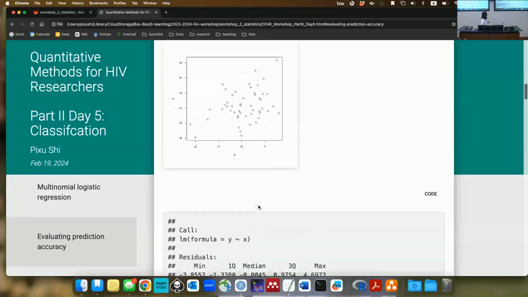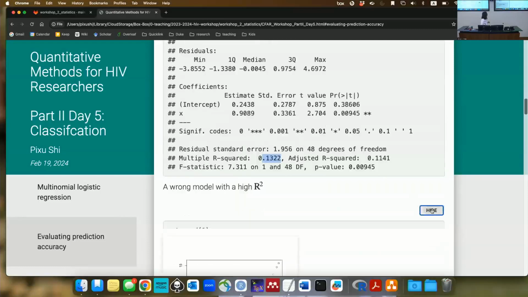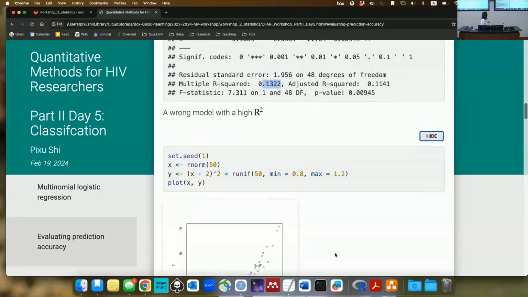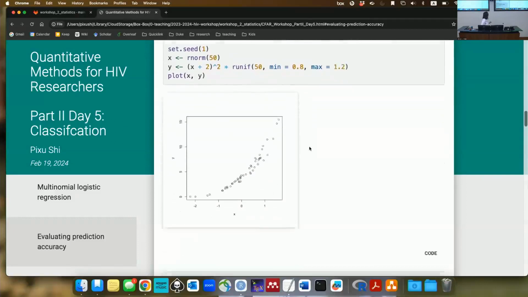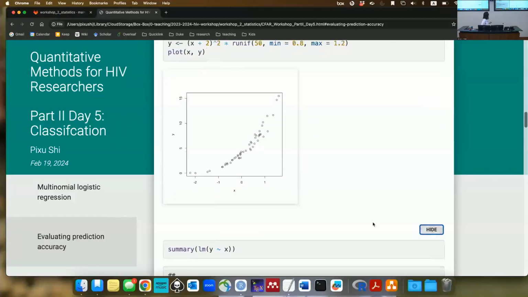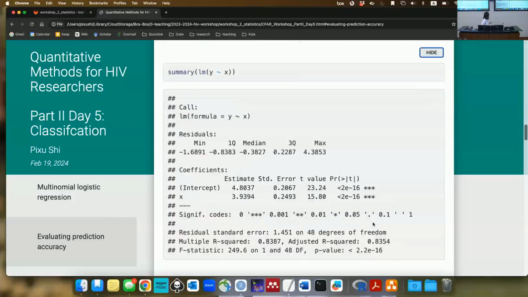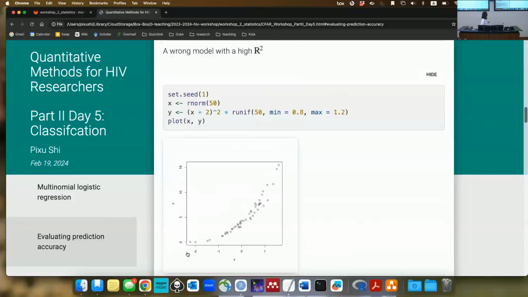But this model is correct. In this example, I'm generating a wrong model. That's a square term. So y is x plus 2 squared plus some noise. This is definitely not a linear regression assumption. But if you fit a linear regression to this data, you will have a really high R square. It's 80-something%. You can visually see this is not a linear model, but you have an R square that's large. So R square doesn't really tell you whether your model is right or wrong.